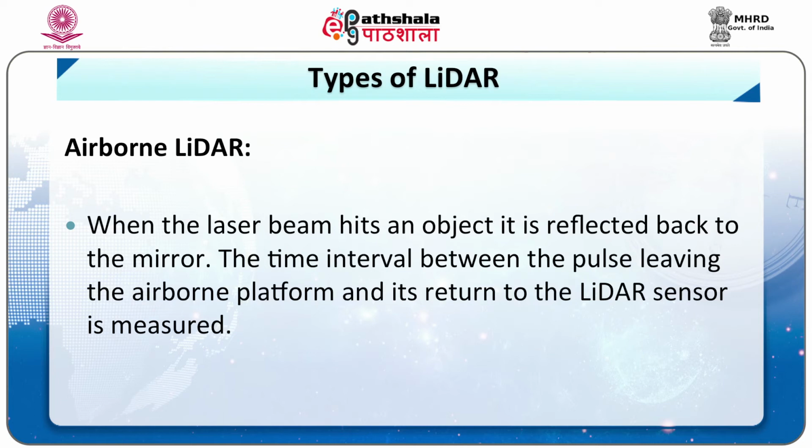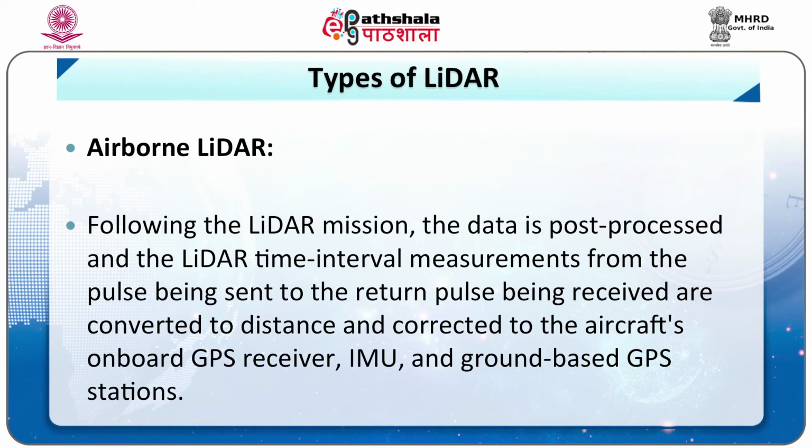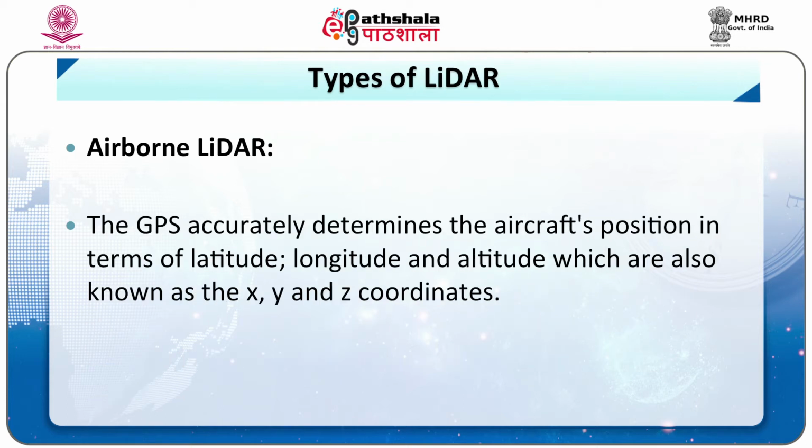When the laser beam hits an object, it is reflected back to the mirror. The time interval between the pulse leaving the airborne platform and returning to the LIDAR sensor is measured. Following the LIDAR mission, the data is post-processed: the time interval measurements from the pulses being sent to the return pulse being received are converted to a distance and corrected to the aircraft's onboard GPS receiver, IMU and a ground-based GPS station. The GPS accurately determines the aircraft position in terms of latitude, longitude and altitude, which are also known as the x, y and z coordinates.